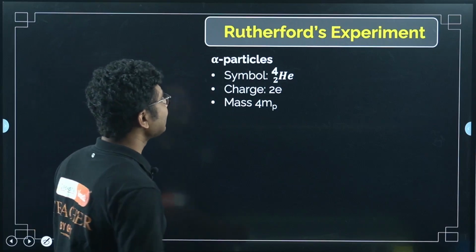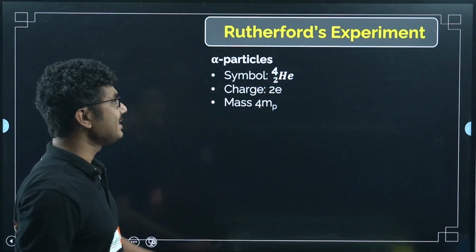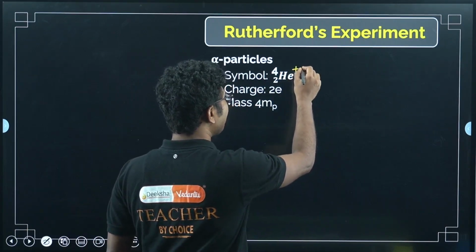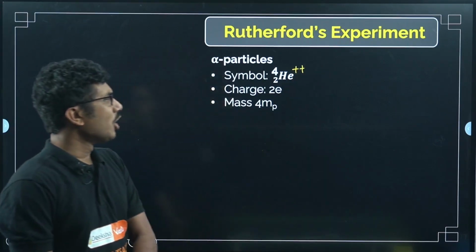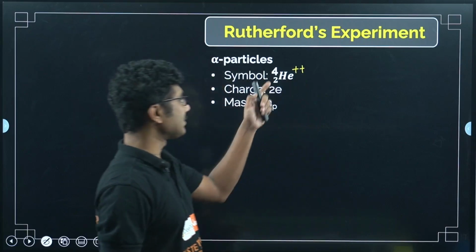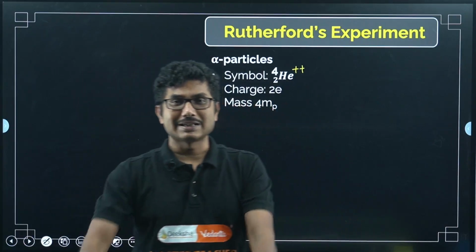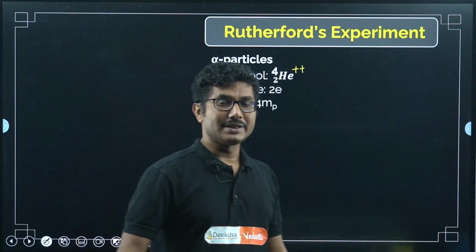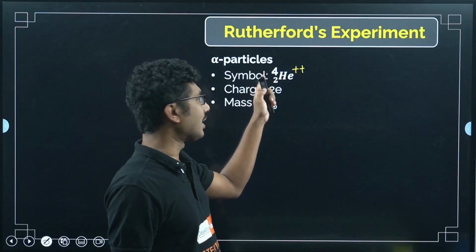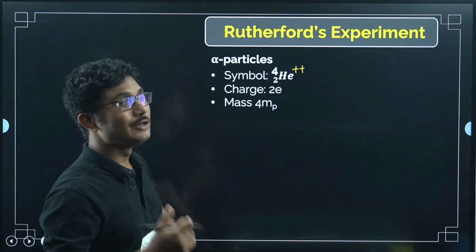The alpha particle symbol is He, with mass number 4 and atomic number 2. He is helium. Basically it is a helium symbol with a double positive charge. I hope you have studied this kind of symbol in chemistry, but we will explain it in our next chapter, the nucleus chapter. There we will explain the meaning of 4 and the meaning of 2. But for now you should remember this is basically a helium nucleus.